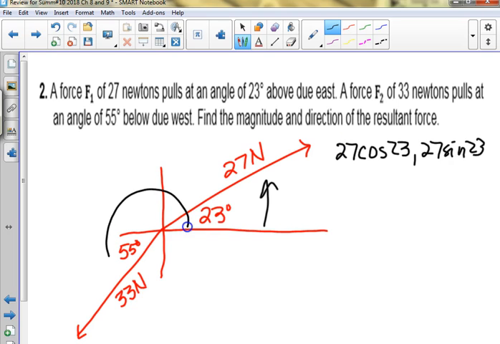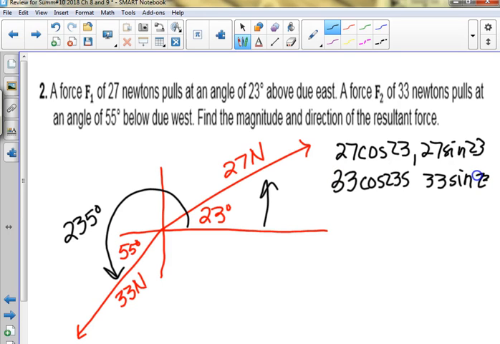This one we need to use what angle? 180 plus 55 is 235, is that right? Because it's acting down and to the left. You could use 55. You just have to make them both negative, okay? If you use the 235, it'll take care of it. 33 cosine 235, 33 sine of 235. Okay, anybody adding for me real fast?